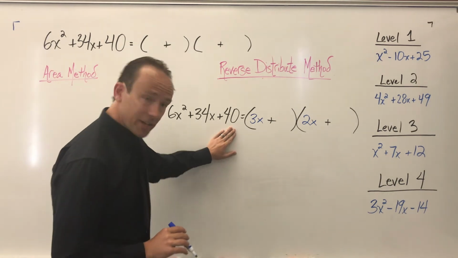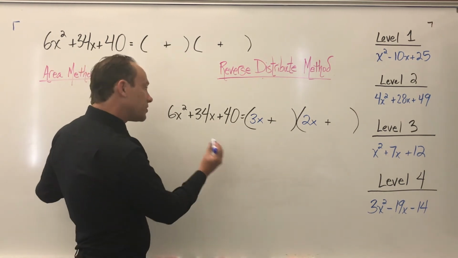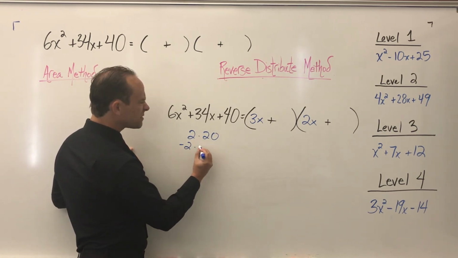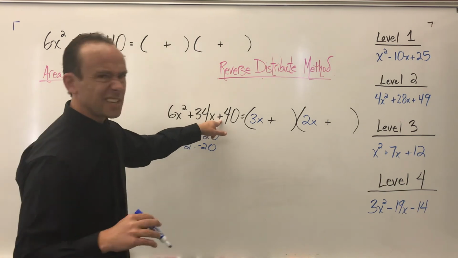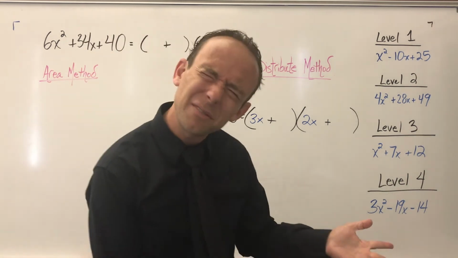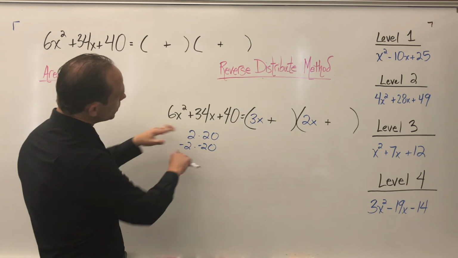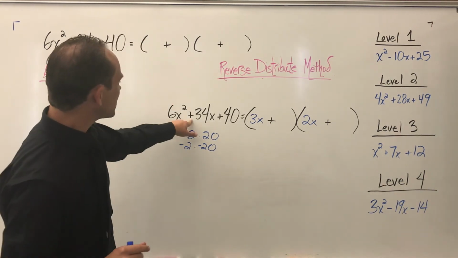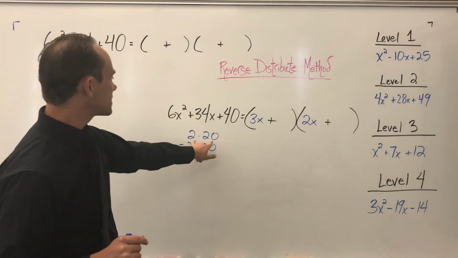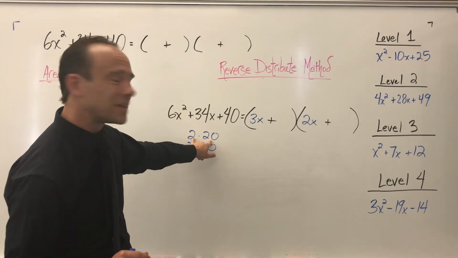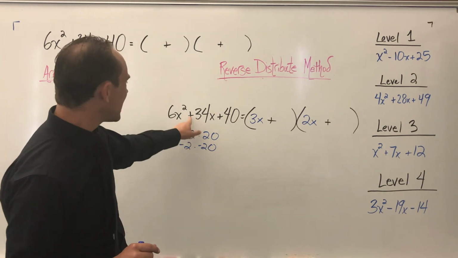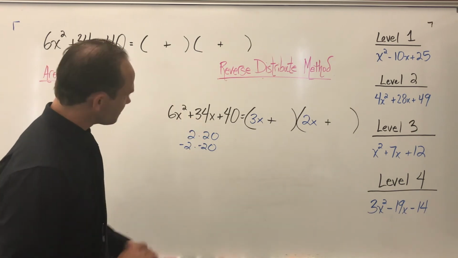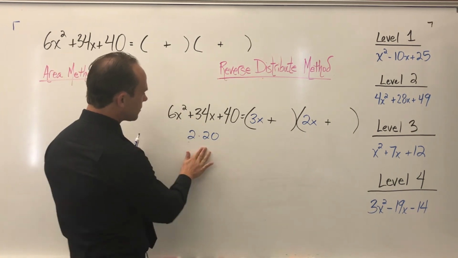Now I'm here with 40. So 40's got quite a few options. You got 2 times 20. You also have negative 2 times negative 20 because it is a positive, and a negative times a negative is positive. So one of the things you'll start to feel as you do more and more of these is because that's positive, it's going to have to be two positive numbers. Because if they're both negative, they're going to add to a negative. And if they're both positive, they're going to add to a positive. So I know it's not going to be that one.